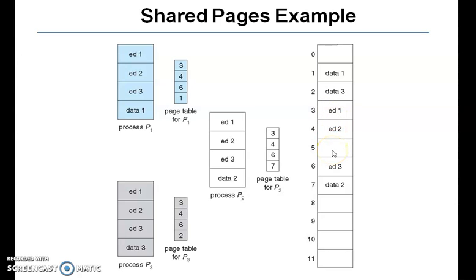By this, we require only 6 pages in the main memory. 3 pages are required for the editor, and 3 pages are required for the data pages. Therefore, we can save around 50% of the space in the main memory.